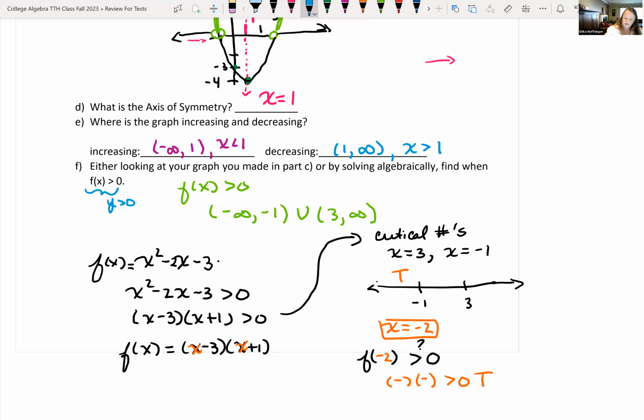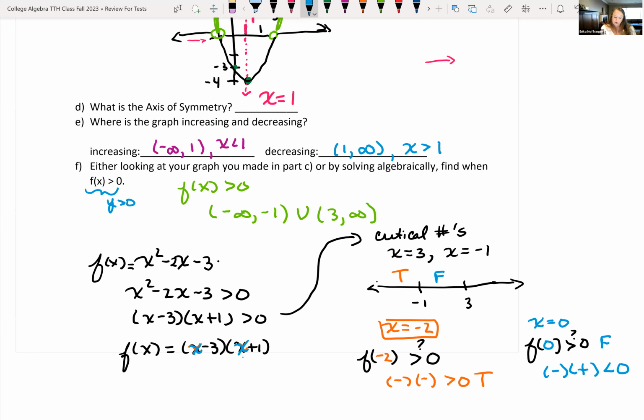Choose a number between x equals -1 and 3, but not one of the endpoints. So 0. Looking at f of 0. Plugging in 0 wherever I see an x, I have 0 minus 3, which is a negative number. And then I would have 0 plus 1, which is a positive number. And that is less than 0. Is this greater than 0 was our question, and that is not. It was less than 0, so this is false.